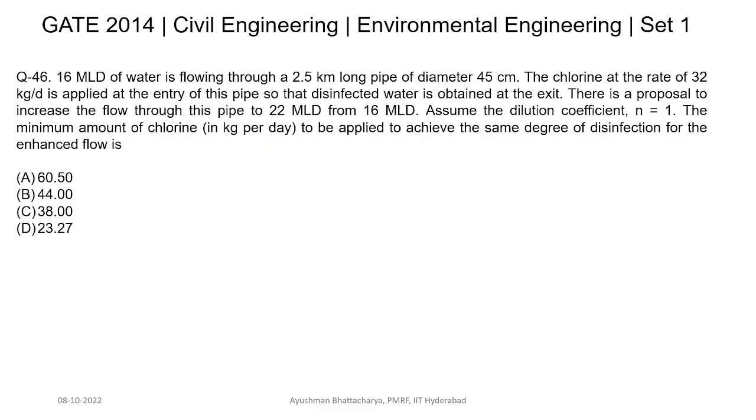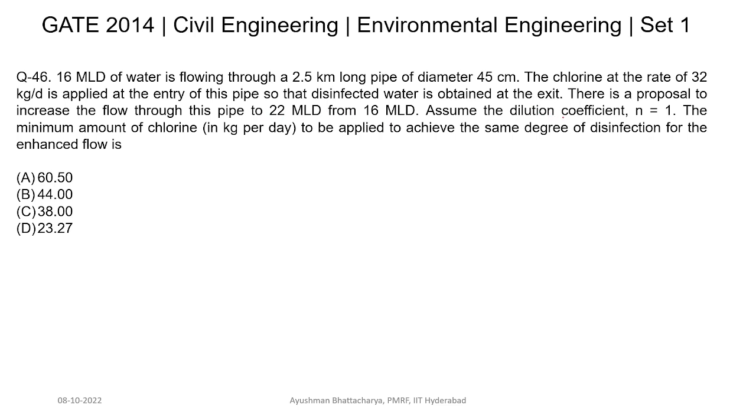So this is question number 46 in GATE 2014, and it came in set 1. The question says that 16 MLD of water is flowing through a 2.5 kilometer long pipe of diameter 45 centimeter. Chlorine at a rate of 32 kg per day is applied at the entry of the pipe so that disinfected water is obtained at the exit.